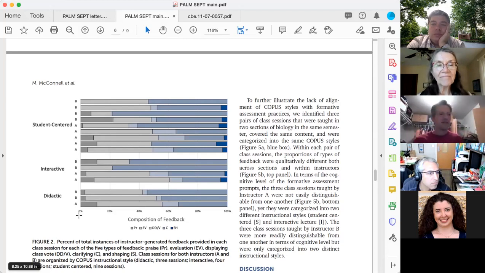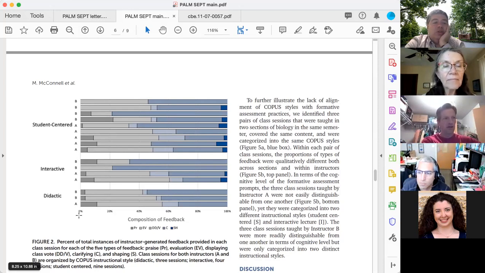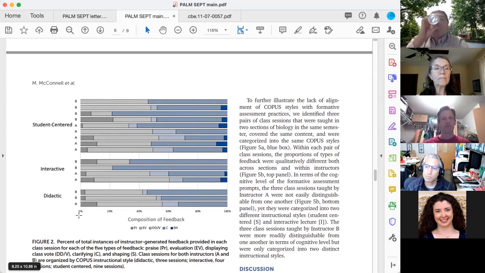The other thing to point out in this figure is the relative random distribution of where instructor A falls and where instructor B falls. It's not a matter of a particular tendency of one instructor to do one thing and another instructor to do another thing. They both seem capable and willing to do all three types of styles.